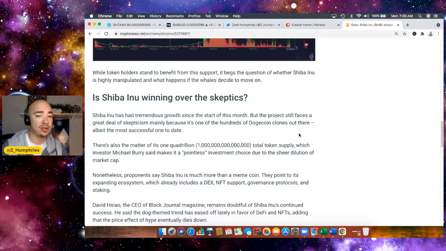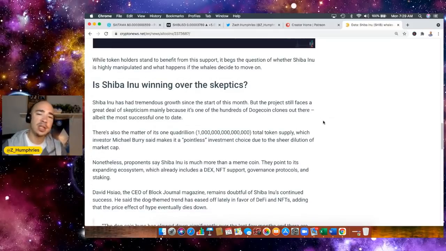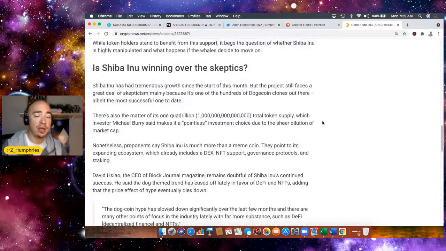Now, there's also the matter of its 1 quadrillion token supply, which investor Michael Burry said makes it a pointless investment choice. Of course, we know that Michael Burry is a huge Bitcoin maximalist, so take that with a grain of salt. All respect to him. Very, very smart and intelligent guy.